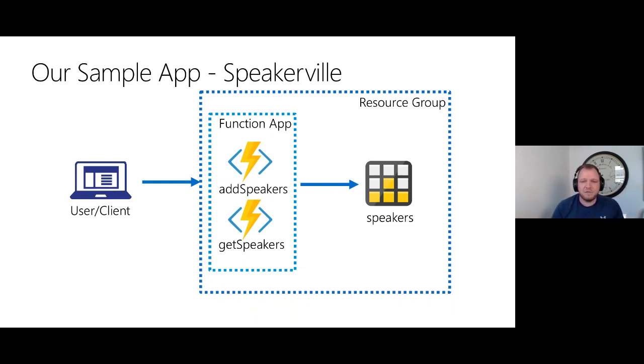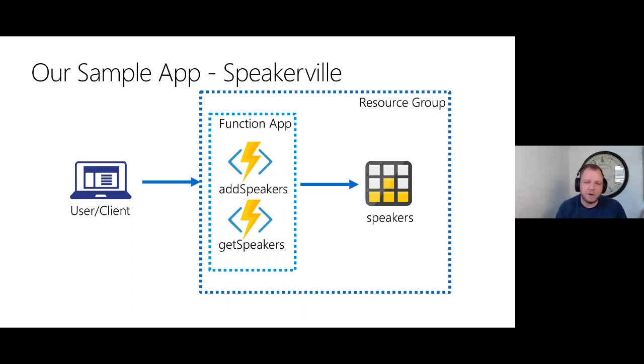So it's basically a function app that has two functions. It's called Speakerville, so we store speaker information in a database. It's got a function called add speakers, where we just add speakers into a database, and then a function called get speakers, where we get speakers from a database. That database is stored on Azure Table Storage. All of this resides within the same resource group on Azure. And a user or client would typically request this via a web UI or something like that, which I haven't built yet. But let's assume, for the purpose of this demo, that I have built that.